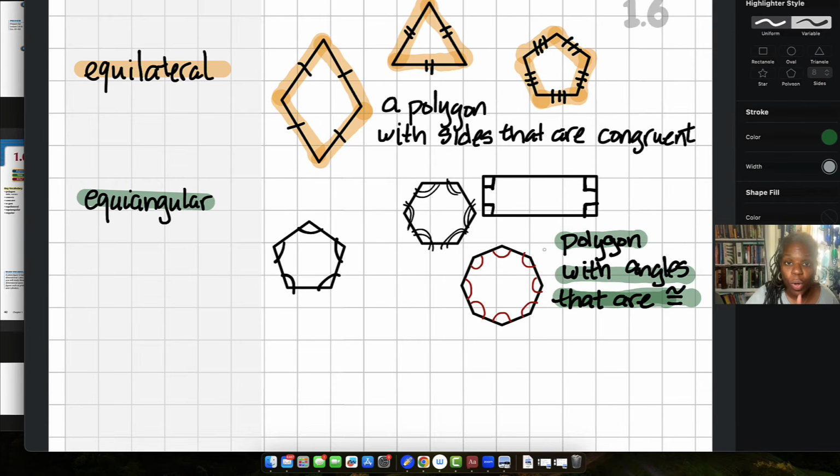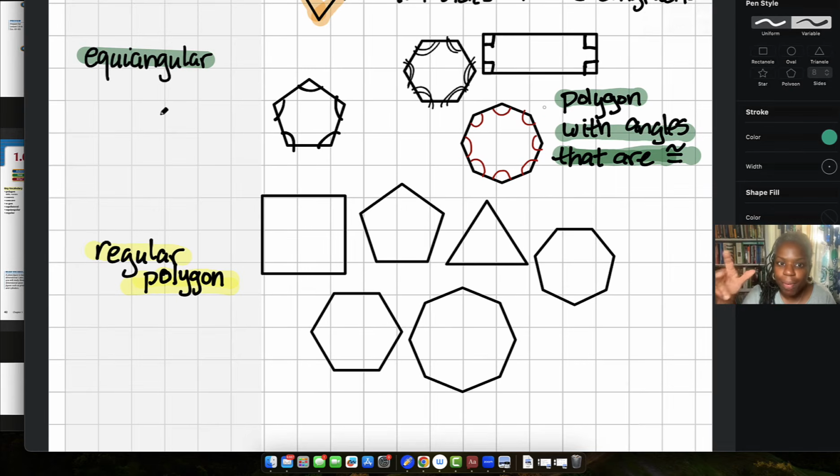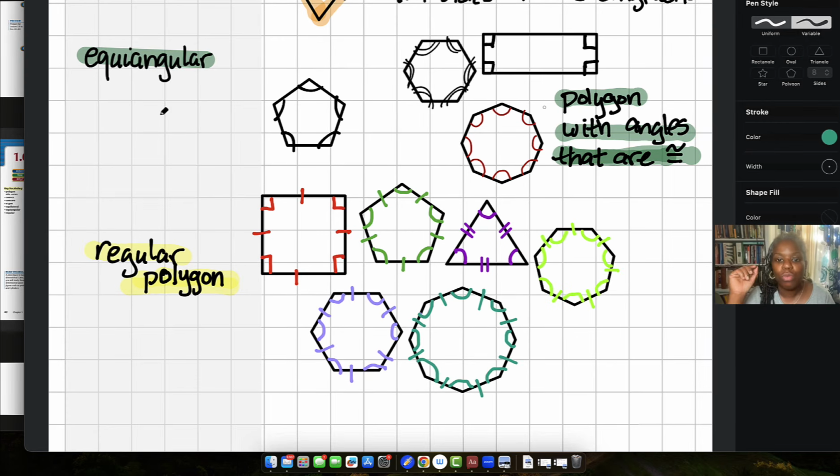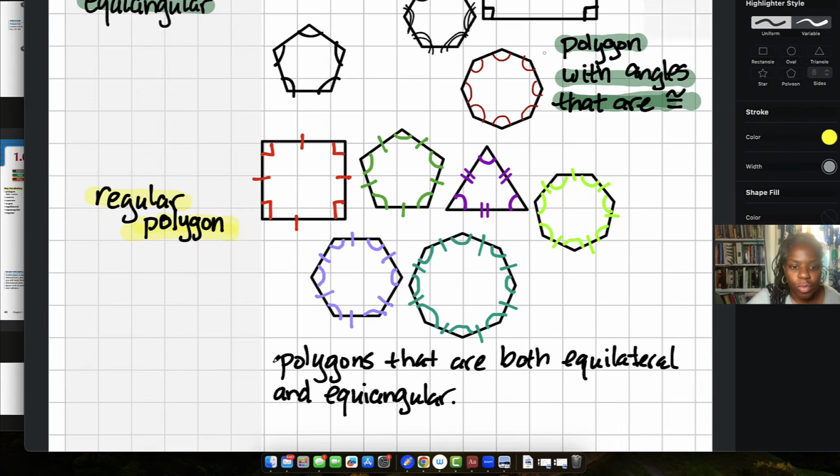Our final word, but not our final bit of notes, our final word is regular. A regular polygon has both equilateral and equiangular properties. Let's go ahead and look at those. So regular polygons are both equiangular and equilateral, so we could use the markings where we mark all the sides equal and all the angles equal for each of these figures. That's what a regular polygon is.